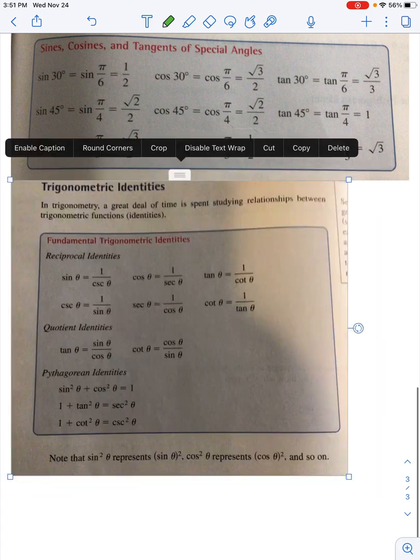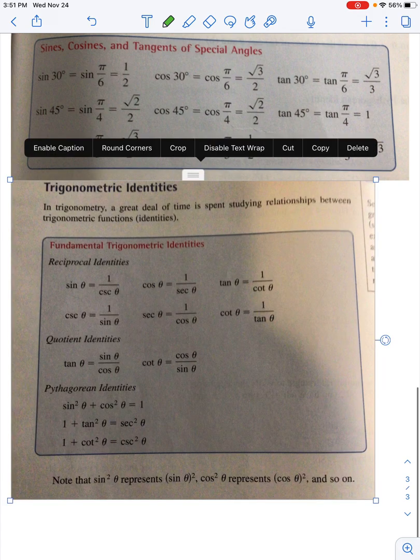The first one that we have pulled up here is reciprocals. How do you get cosecant? You take sine and you put it underneath 1. You make it the denominator. Same for secant. What do you have to do? You take cosine and put it underneath 1. They're reciprocals.